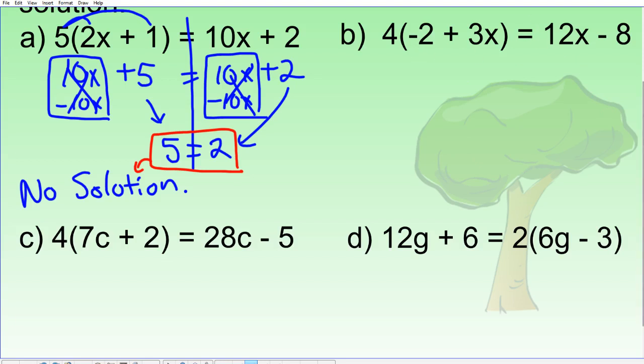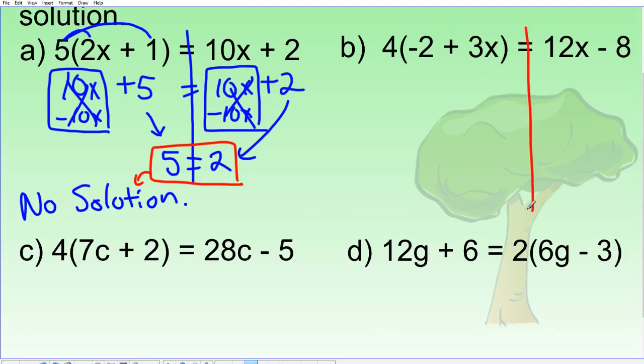Now, the other type of special solution we're going to see here in letter B. So as we solve this one, we're going to just do like normal. So we're going to distribute. This gives me 4 times negative 2 is negative 8. 4 times 3x is 12x.